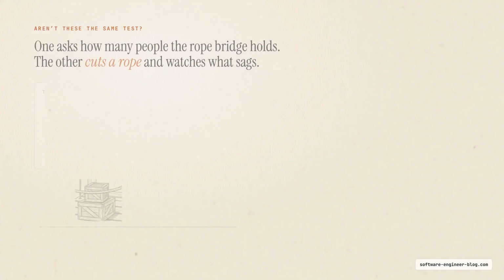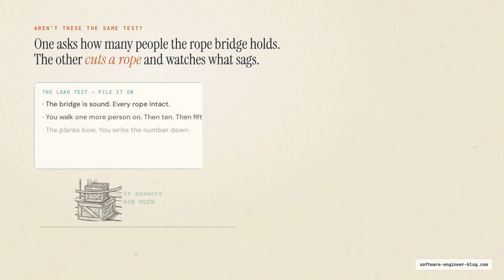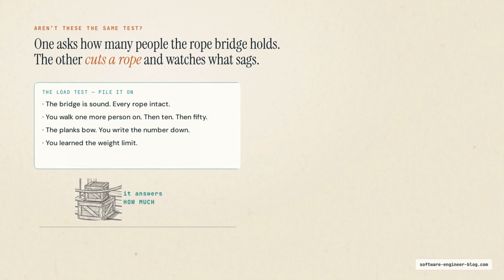Picture a rope bridge across a gorge, wooden planks, and 4 ropes holding the whole thing up. The load test goes like this. The bridge is completely sound. Every rope is intact. Nothing is damaged. You walk 1 person onto it, then 10, then 50. You keep adding weight until the planks start to bow, and you write that number down. Now you know the weight limit.